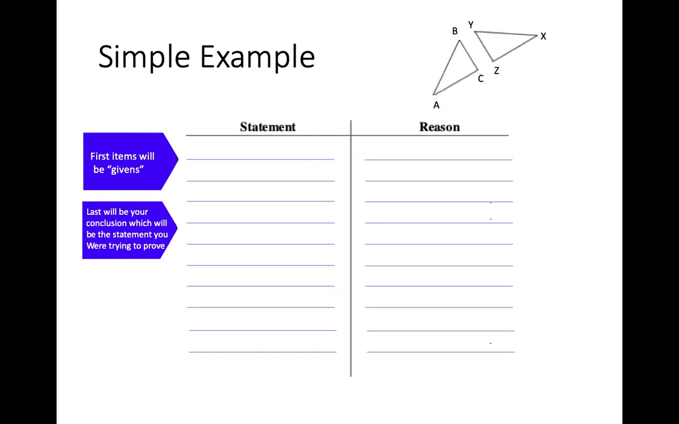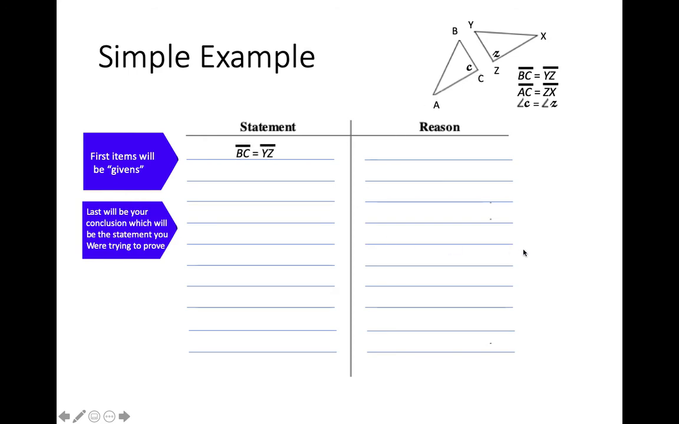Two triangles, ABC, XYZ. We're told that line segments BC and YZ are equal. That would be these two here. We're told that AC and ZX are equal, those two there. And we're also told that angles C and Z are congruent. So really, we already have a side, an angle, and a side. But let's see how we would write this.